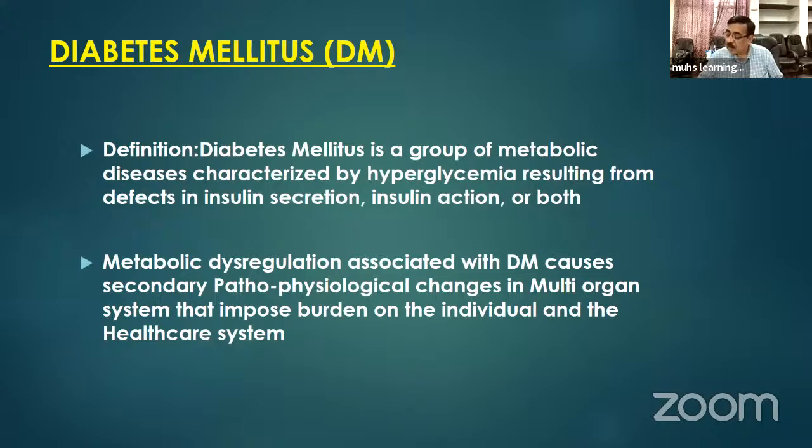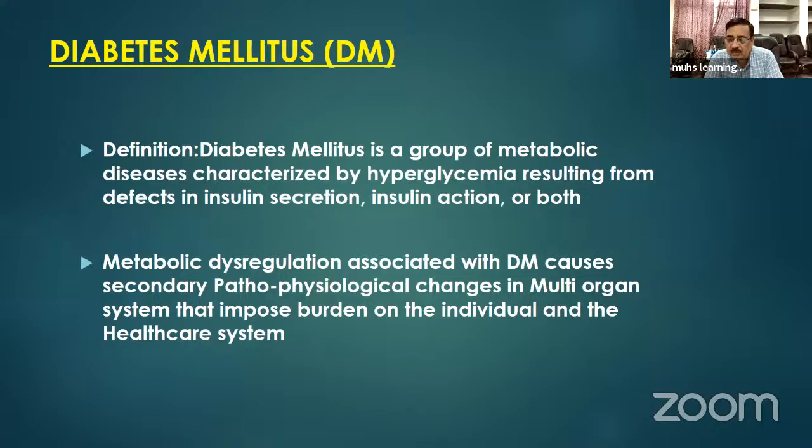Okay. We are at the definition. It is very simple to understand. Diabetes is a hyperglycemic state resulting from decreased insulin secretion, decreased insulin action, or both. Why it occurs, we will come to that.